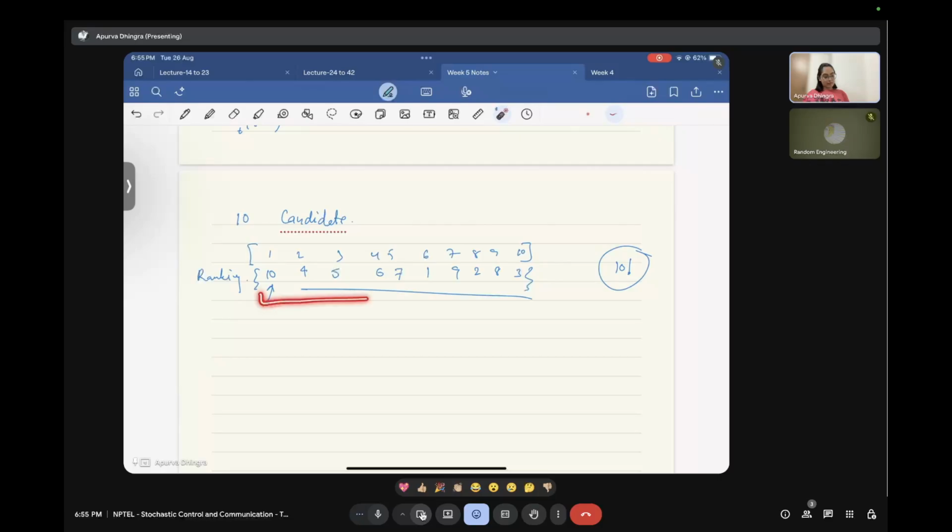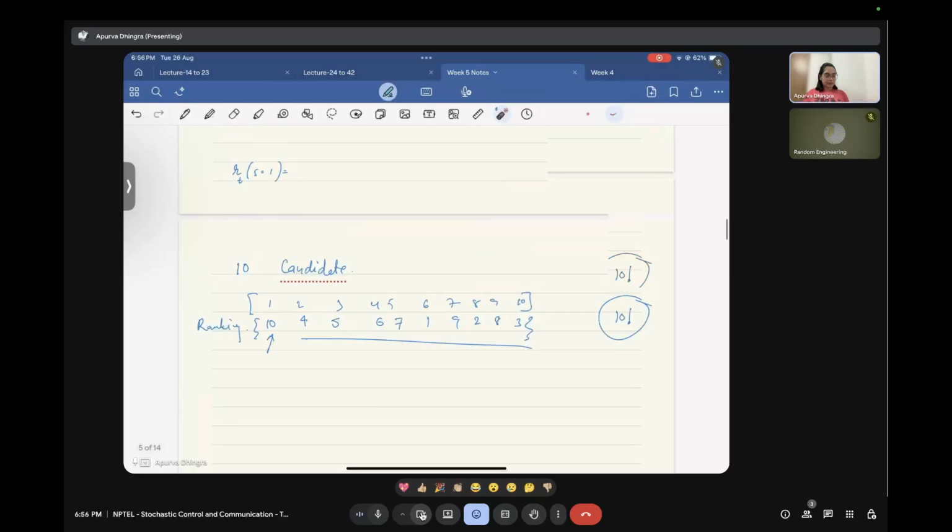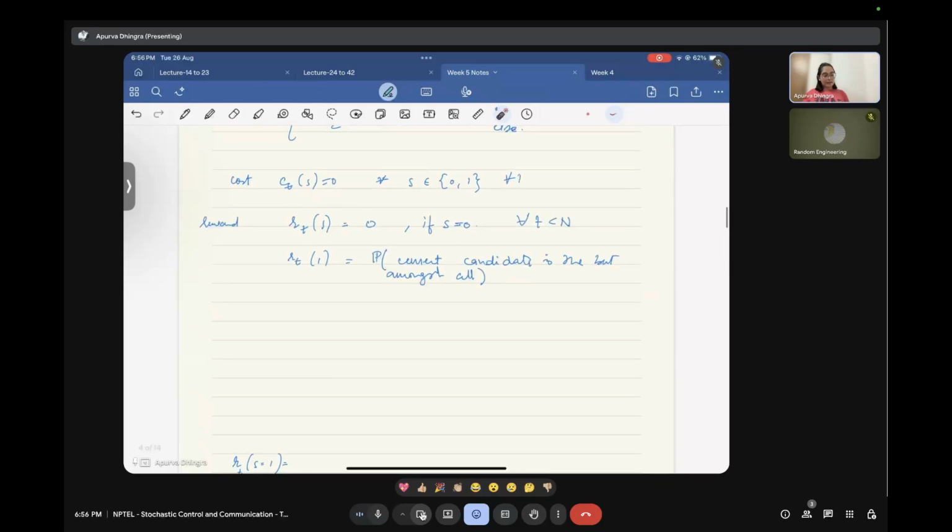Up till here, the best candidate has not reached. After this candidate reaches, all of these will just be of state s equal to 0. But if this is passed, then the reward will be 0. But up till here, there might still be some reward because the best candidate is not reached, but there is still some possibility that the best candidate is still out there. Okay, so that is what is captured by RT of 1, state s equal to 1.